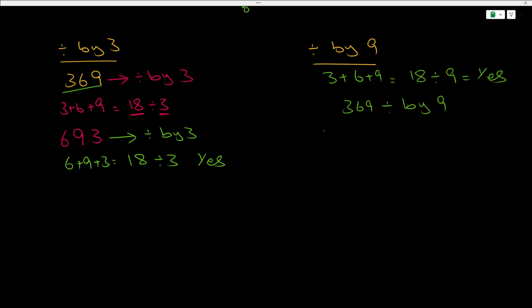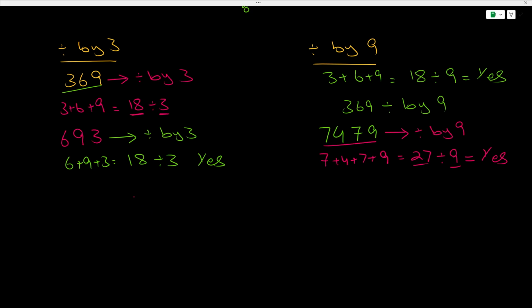We may have another example, that is 7479. What we will do, we will add all these numbers like 7 plus 4 plus 7 plus 9, that will be 27, and we will divide it by 9. If 27 can be divided by 9, yes, in this case we say this number 7479 can be divided by 9. The divisibility rules for 3 and 9 are similar.